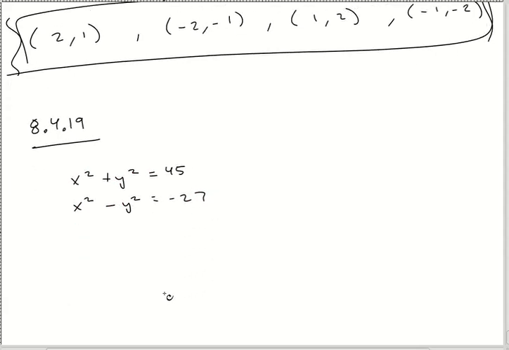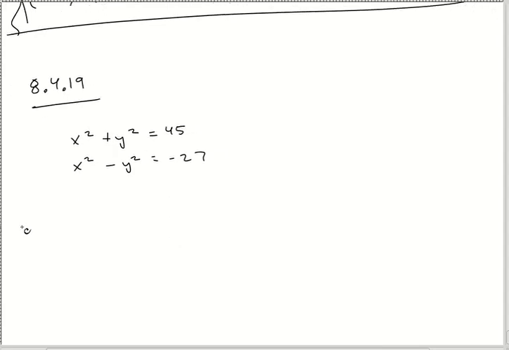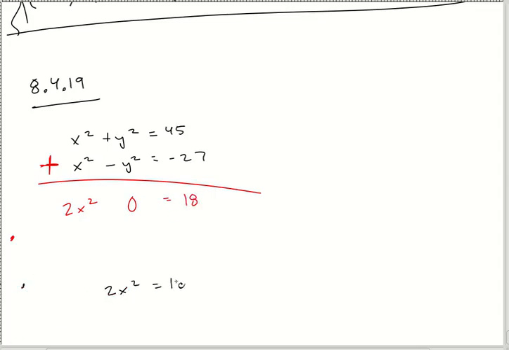Okay. Here's the next one. Where do I start? I'm actually going to do a funny little technique. I'm going to put a big old plus sign right here and see what happens. Yep, the addition method. What I actually get is 2x squared, and here these cancel, make a 0, leaving me behind with 45 minus 27 is 18. So then I got 2x squared is equal to 18.